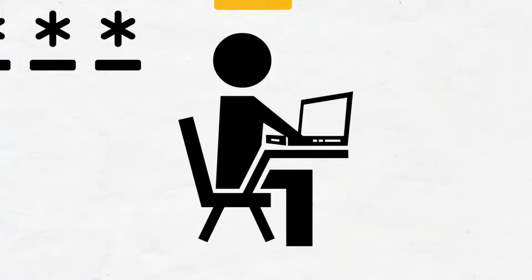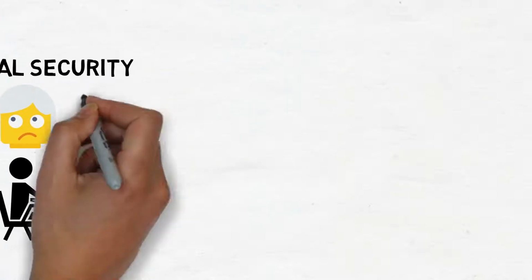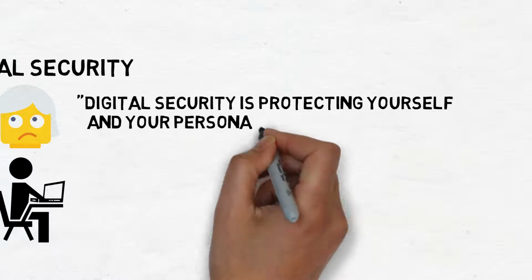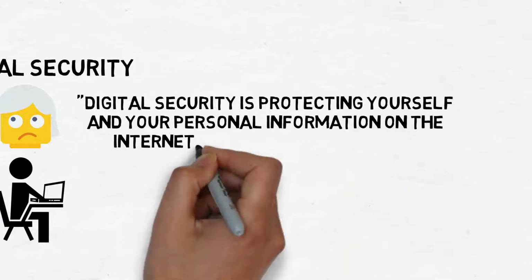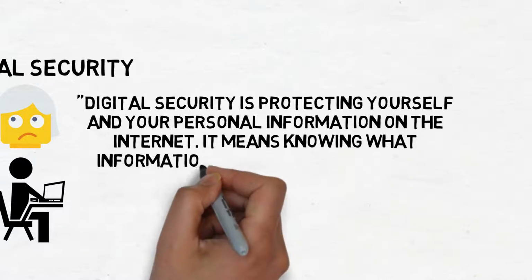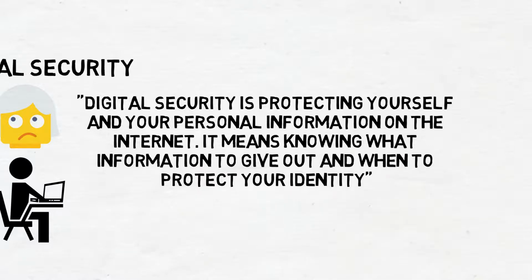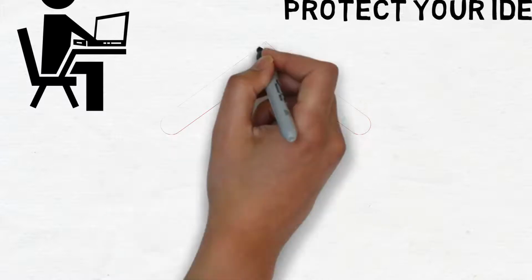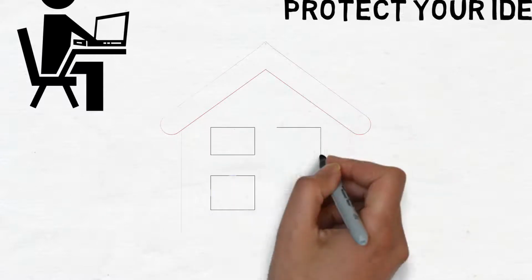For starters, what is digital security? By definition, digital security is protecting yourself and your personal information on the internet. It means knowing what information to give out and when to protect your identity. In today's video, we'll be discussing what university students need to know in order to protect themselves on the web.